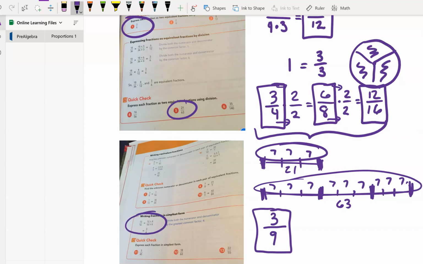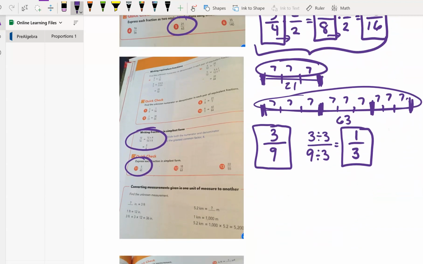On your paper right over here, they're showing something like this. 3 divided by 3 on the top, 9 divided by 3 on the bottom is going to leave us with 1/3. And that is also equivalent to your 21/63. So it can kind of go both ways. Here's one where it looks like you could divide probably by 5 in both the top and the bottom and get an equivalent fraction there. So that should help with these two lessons.